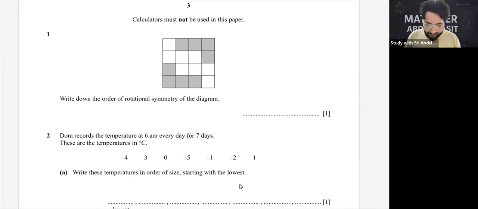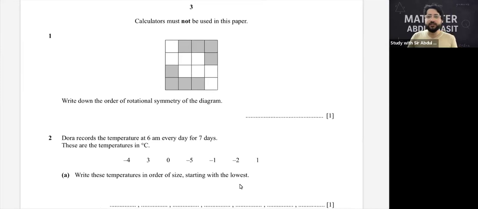Everybody, we are going to practice some non-calculator paper for IGCSE and O levels. Both of the syllabuses are majorly the same, 99% the same. So we just have to see what kind of difficulty we can get in the paper.